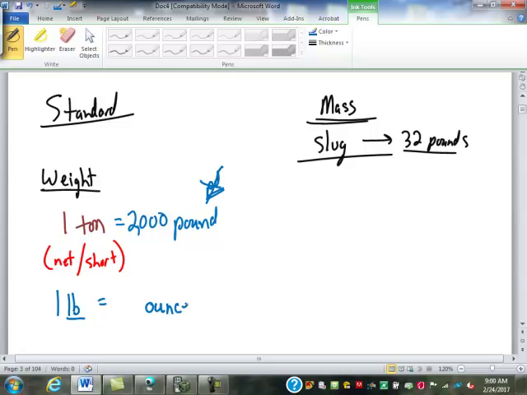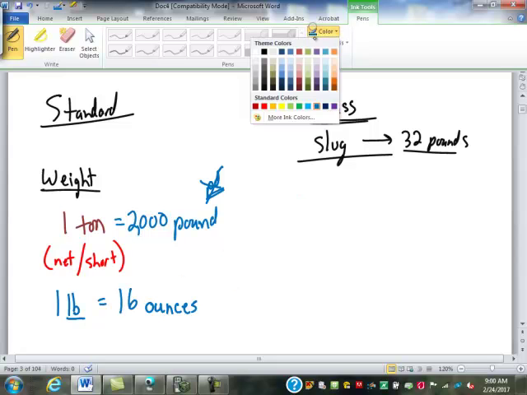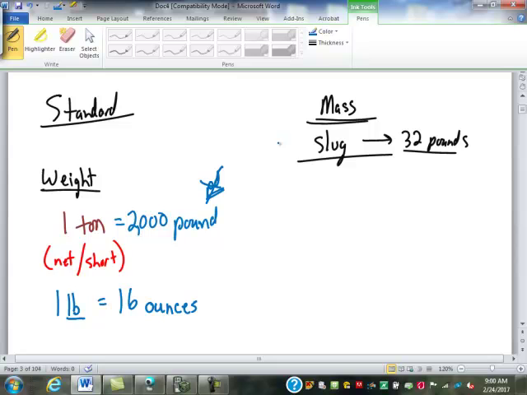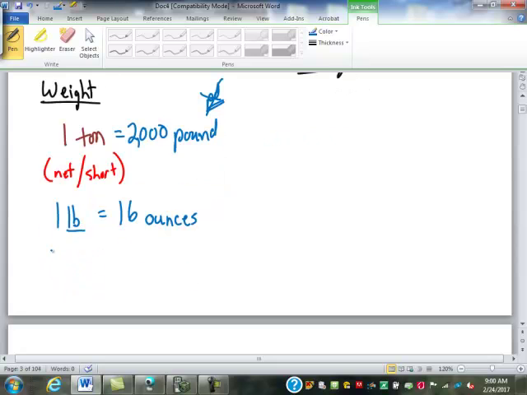Ounces. 1 pound contains 16 ounces. For abbreviating ounces, we also use the Latin word. I can't remember what the Latin word for ounce is right now, but it abbreviates OZ. Smaller than an ounce. This one sounds metric, but it's not, is a dram. 1 ounce contains 16 drams.